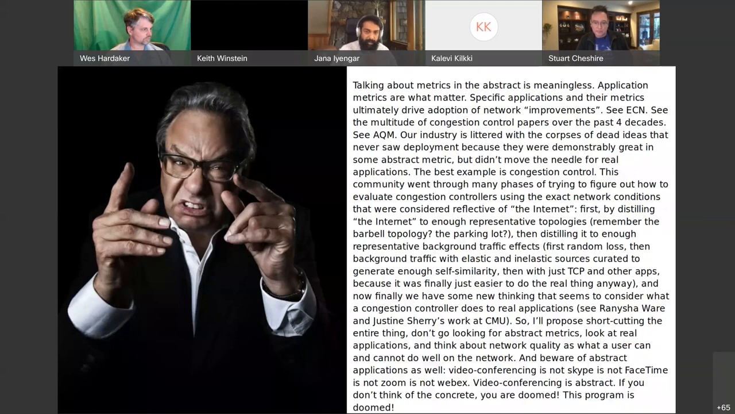So I'll propose shortcutting the whole thing and not going looking for abstract metrics, because you can't really do very much with this. I would propose that you look at network quality as what a user can and cannot do well on the network. And again, I'll warn that you should be aware of abstract applications as well: video conferencing broadly is not Skype, which is not FaceTime, which is not Zoom, which is not WebEx. These are all abstract, and the concrete is what matters. If you don't think of the concrete, the whole program is doomed.